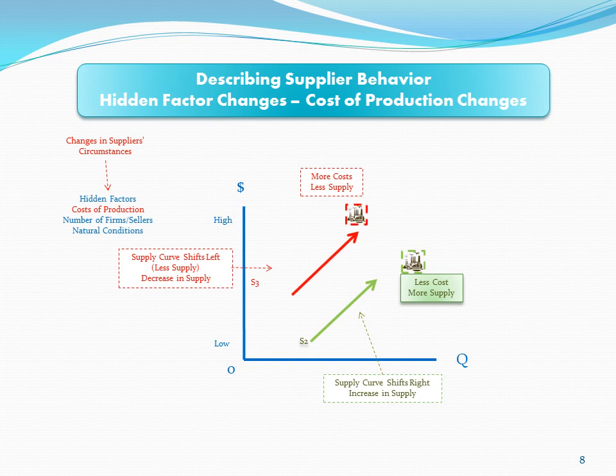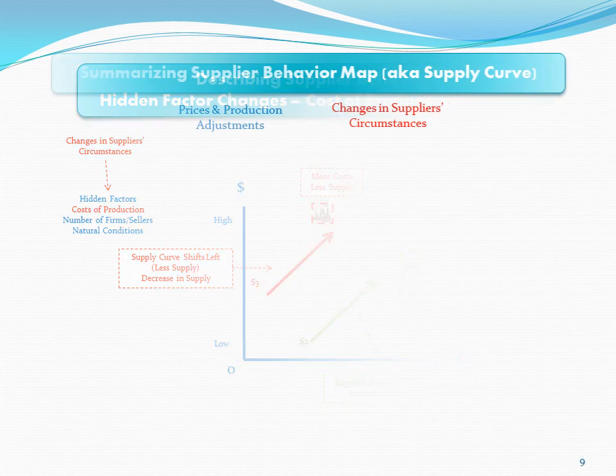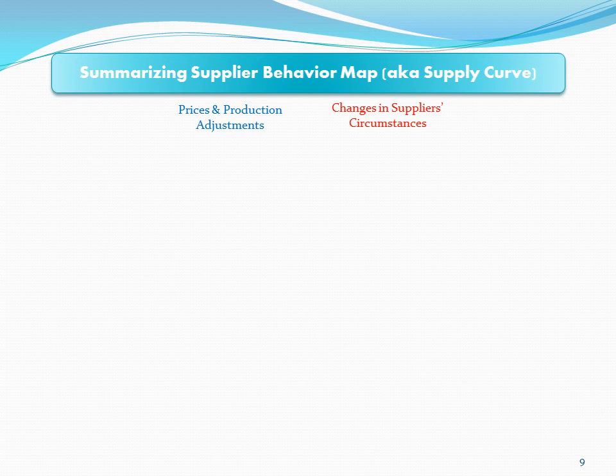An increase in the cost of production would mean a shift to the left in the supply curve, that is less supply moving left, and we describe that as a decrease in supply. So now we can describe both the influence of price, ceteris paribus, of any change in circumstances.